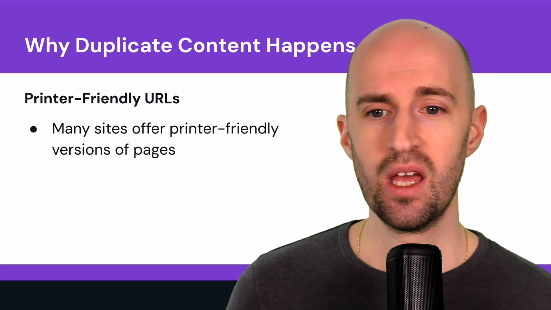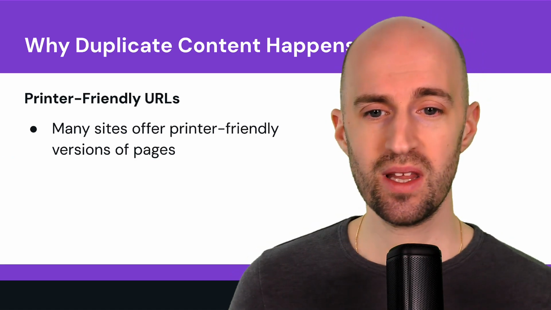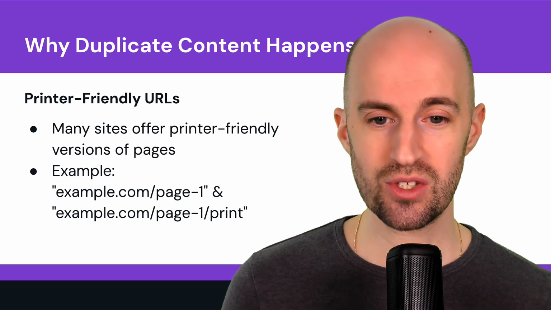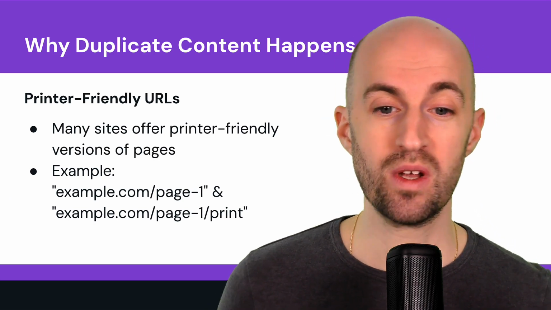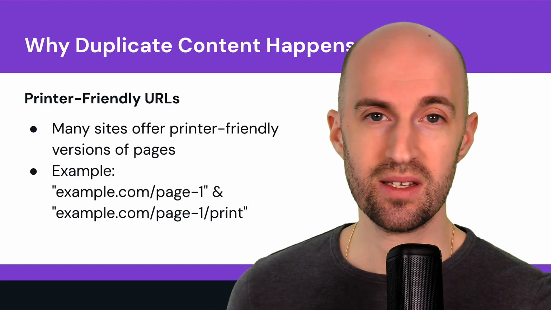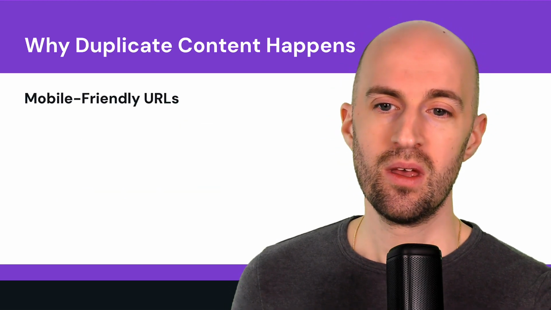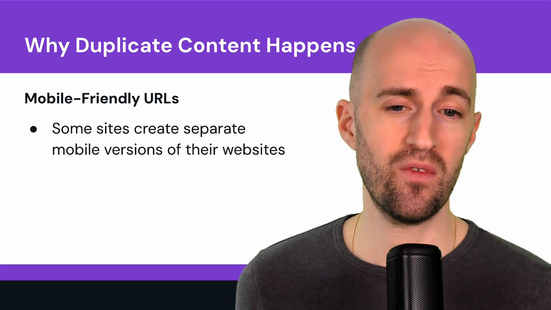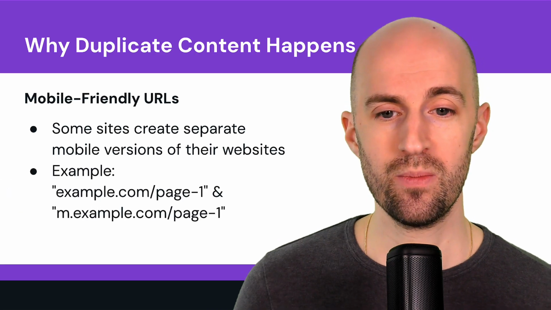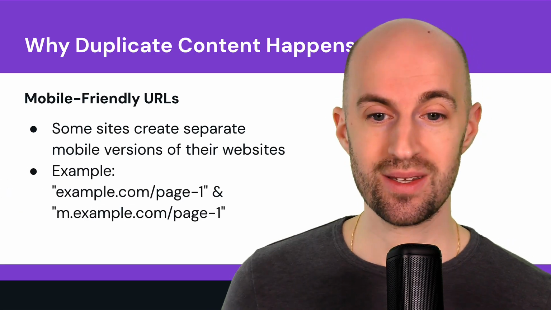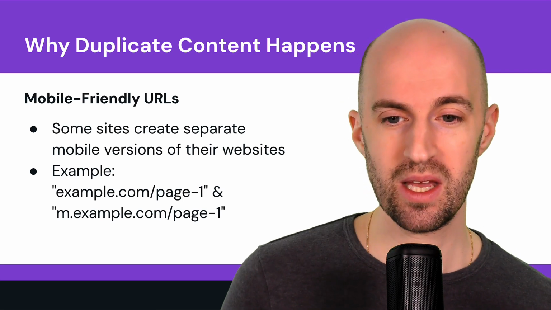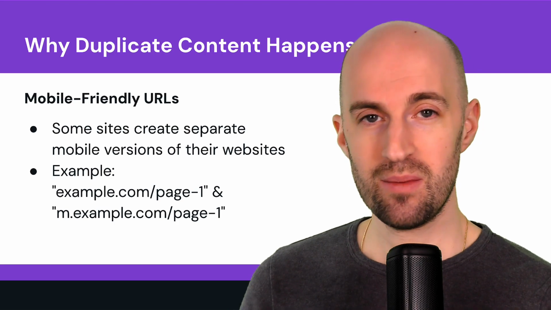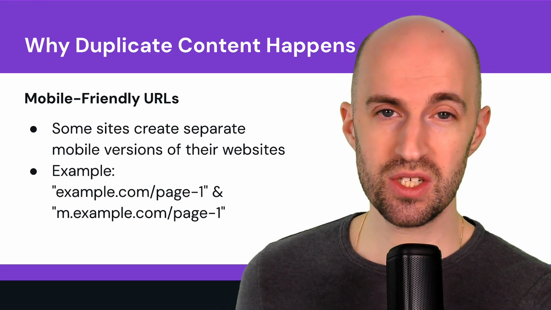Printer-friendly URLs. Many sites offer printer-friendly versions of the pages, but again, they're different URLs. It could be page1 or page1/print. Two different pages, same content. Mobile-friendly URLs. Some sites also create separate mobile versions of their site. For example, page1 or m.example.com. The mobile version of that page is on the subdomain m. Same content, but again, two different pages in the eyes of Google.